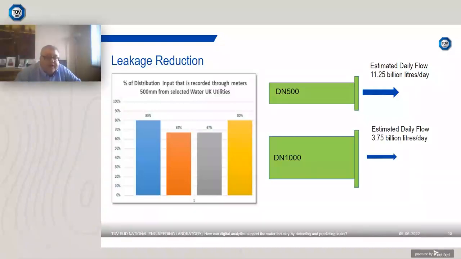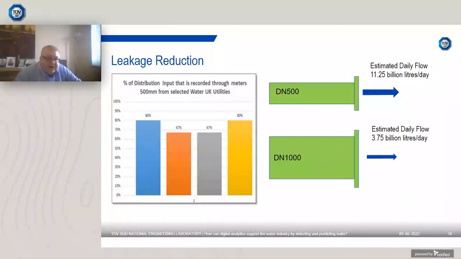Now, although the number of these very large diameter meters is very small, the proportion of water they're measuring is really quite large. For example, one water company reported that they only have 8 of the meters of 1,000 millimetres or greater, but 25% of their daily flow passes through these meters. This represents approximately 500 million litres of water per day passing through 8 of these meters of 1,000 millimetres or more.